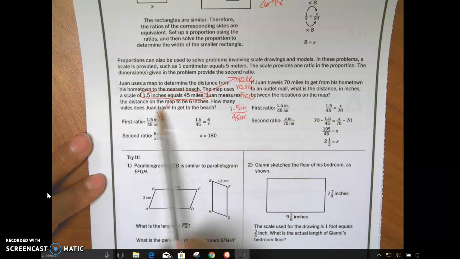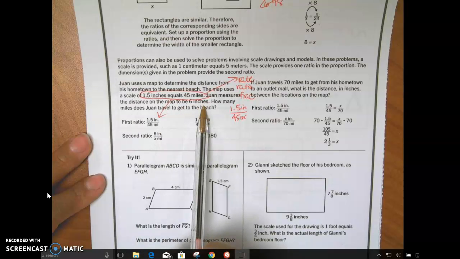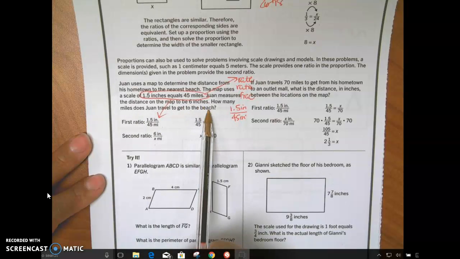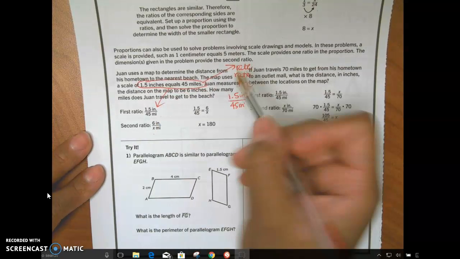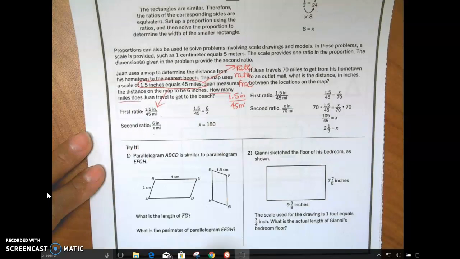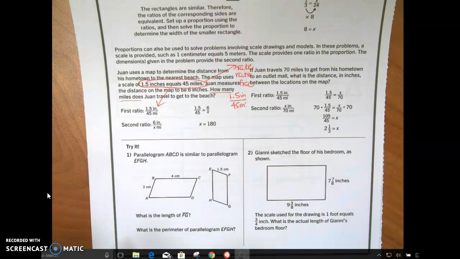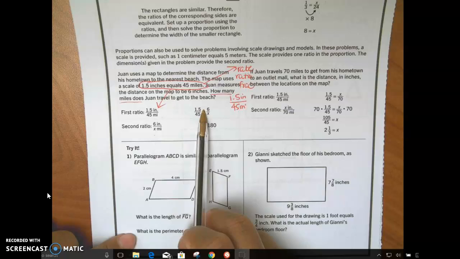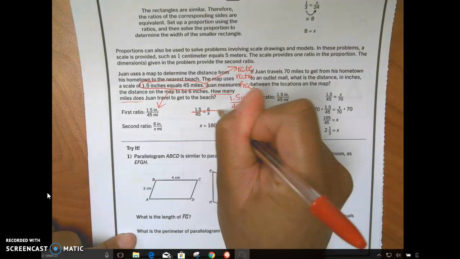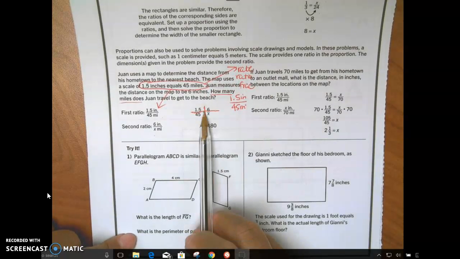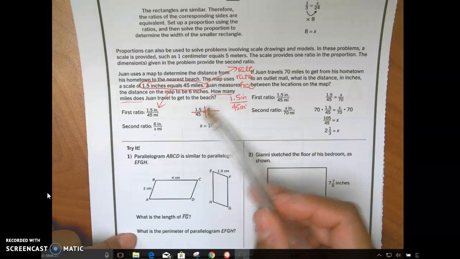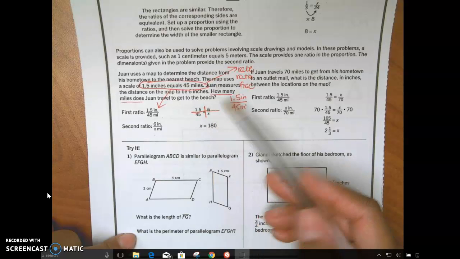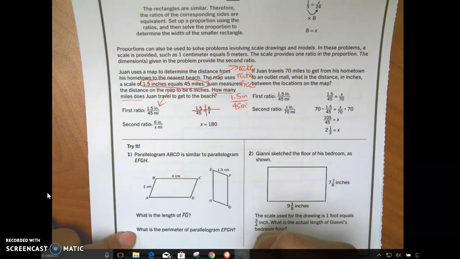Juan measures the distance on a map to be 6 inches. How many miles does Juan travel to get to the beach? So 6 inches, how many means I don't know the number of miles. How many miles? X miles. Now I'm putting this in a proportion. They write their proportions differently, but this is how we write ours. If you want to write it this way, you are more than welcome to do so. Cross multiply and then divide. 45 times 6 divided by 1.5.